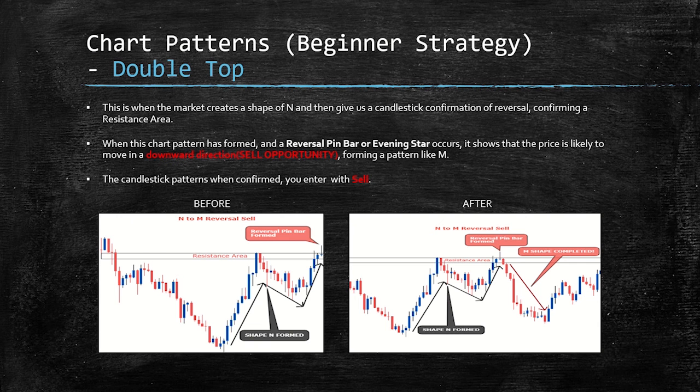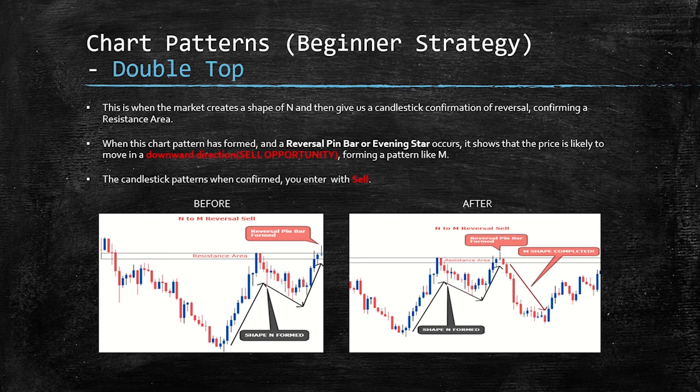So right now we're going to talk about the beginner strategy, that is the double top and the double bottom. So we're going to speak first about the double top. So what is the double top? The double top is when the market creates a shape of N and then gives you a candlestick confirmation of a reversal at a resistance, confirming that there's actually a resistance area there.